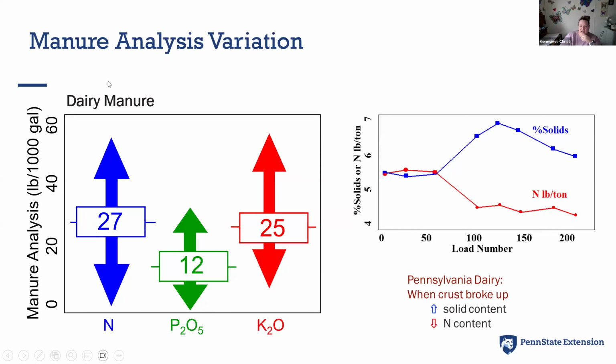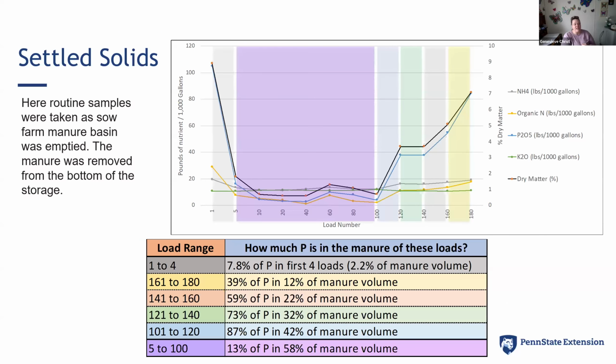And so this other slide shows from 0 loads up to 200 loads, the variation in percent solids or pounds of nitrogen per ton. So there is really a great variation just in that unloading of the manure storage too, depending on agitation and all of these other factors, that we can get a lot of variation in the actual manure nutrients that are going out onto the farm. And this was another one I found interesting.